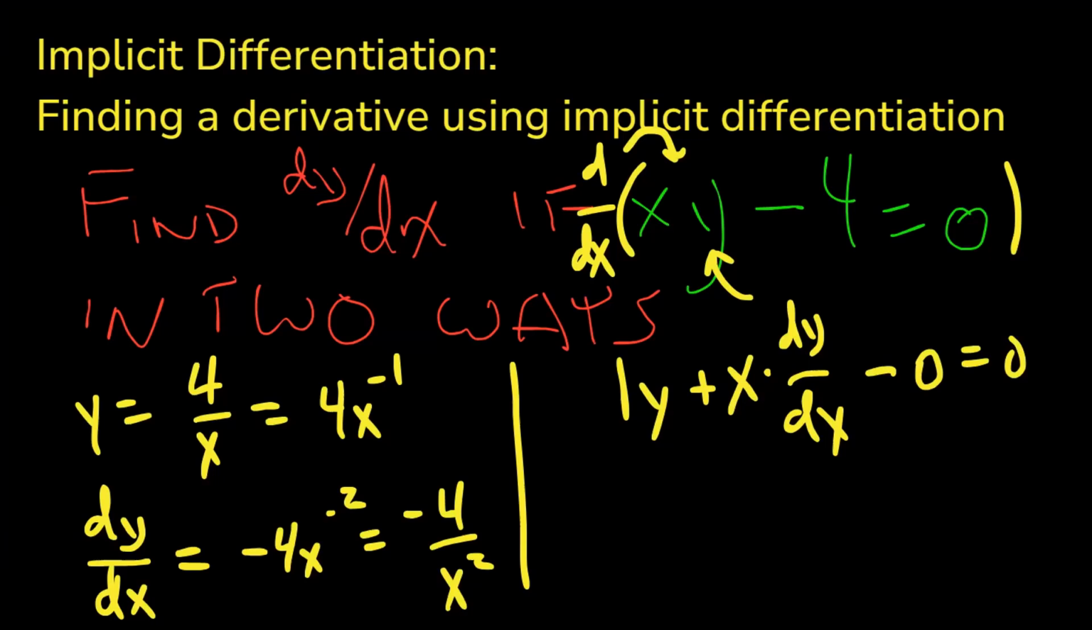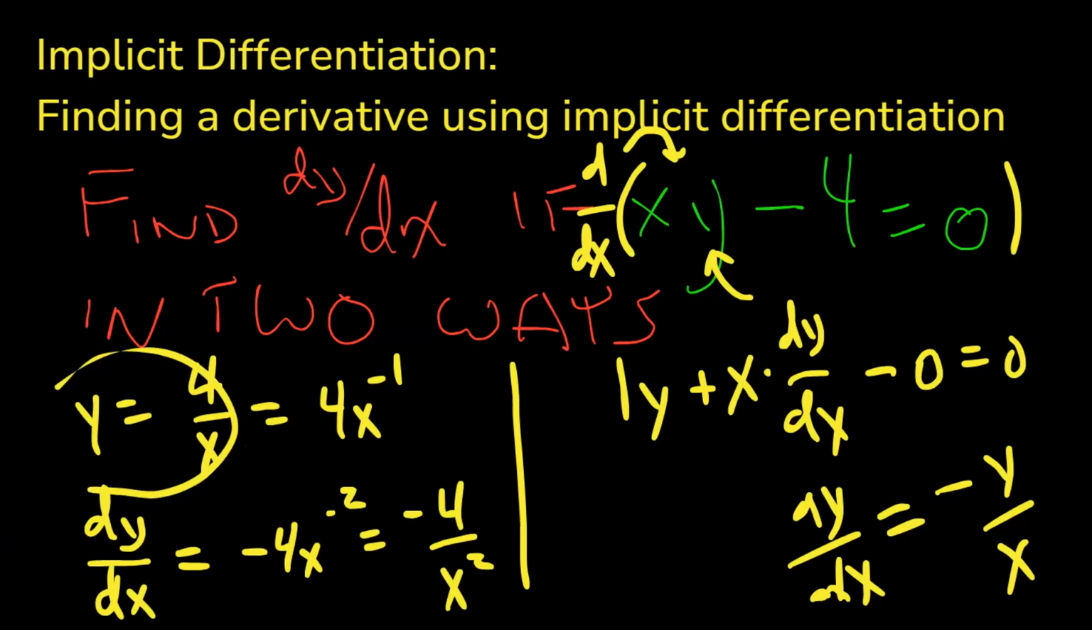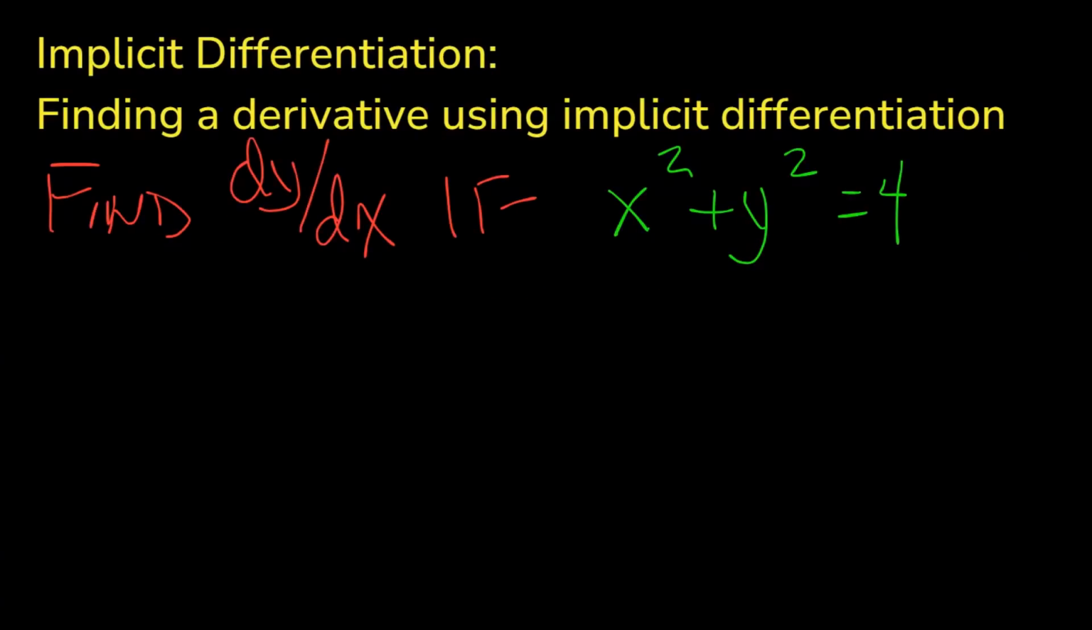And then if we solve this for dy dx, we would subtract y and divide by x. So dy dx is negative y over x. Now you might think, well, those two look completely different. However, if you substitute what y is equal to, so y equals 4 over x, into this equation here, it would simplify to negative 4 over x squared. In most situations, we're not going to know the explicit form of the function like we did in that previous example, so we will have to leave the derivative expressed in terms of x and y.